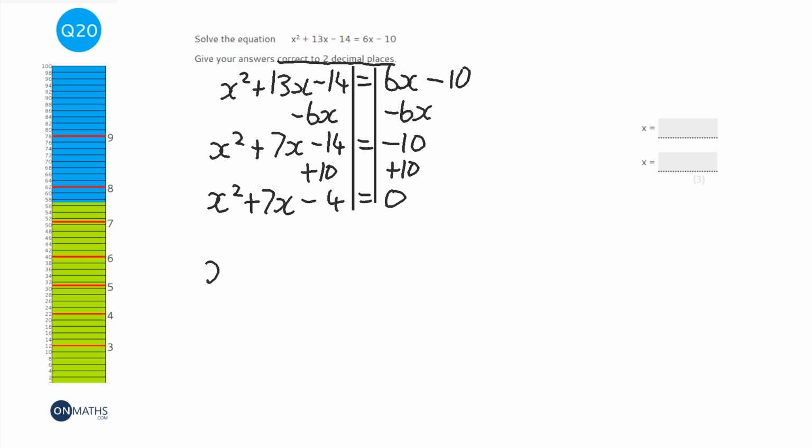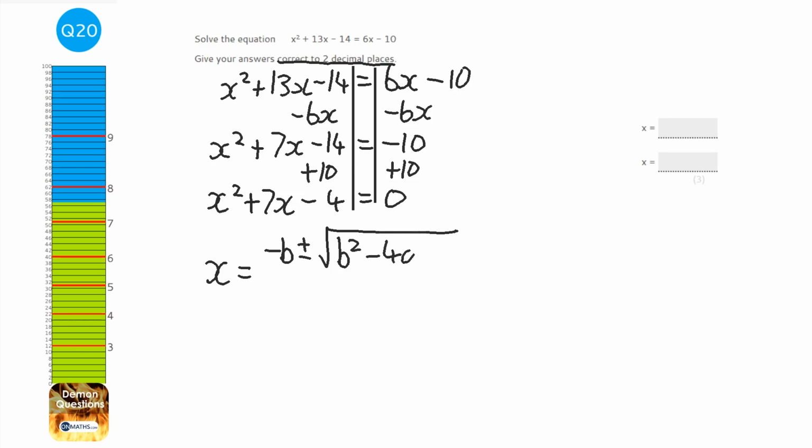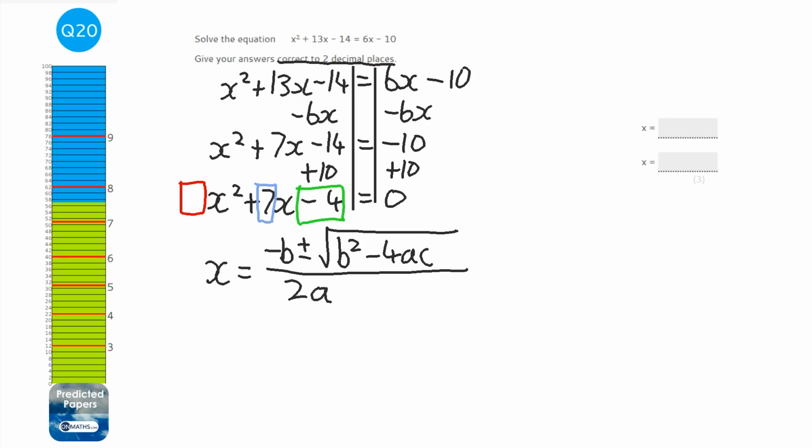So the quadratic formula says x equals minus b plus minus the square root of b squared minus 4ac over 2a. Now you might say to yourself, well, what is a, b and c? Well, hopefully you don't, because if you're doing this question, I would assume you do know what the a, b and c are. But for those of you who don't, a is the number before the x squared, b is the number before the x, and c is the leftover number.